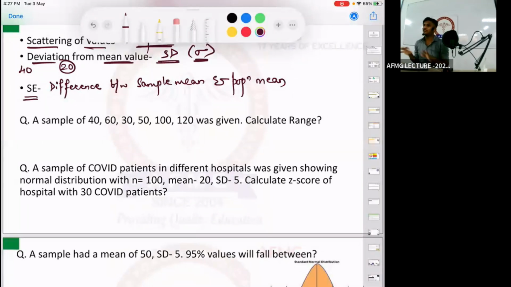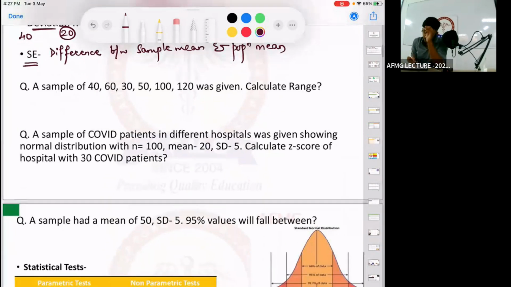The total population of India is 1.3 billion, but it is not possible for me to collect samples from all these 1.3 billion. So I have only selected a group of 100. So this 100 would be my sample. I will calculate the mean of this sample and compare it to the population mean. This difference between the sample mean and the population mean is known as your standard error. Right? No issues with this, anybody?